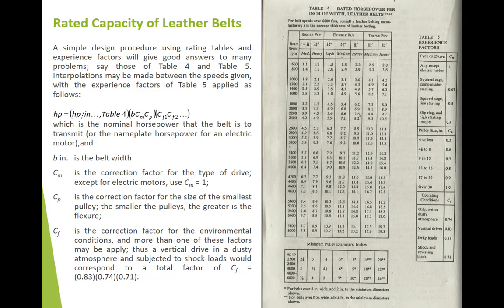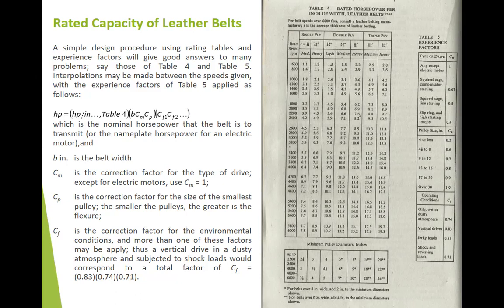Interpolations may be made between the speeds given, with experience factors of table 5 applied as follows. Horsepower is equal to horsepower per inch, table 4, times B times C sub M times C sub P times CF1, CF2, which is the nominal horsepower that the belt is to transmit, or the nameplate horsepower for an electric motor. And B in inches is the belt width.